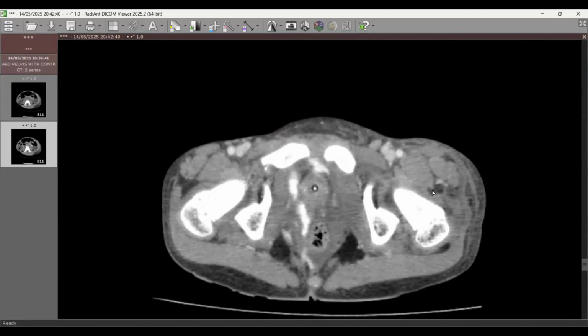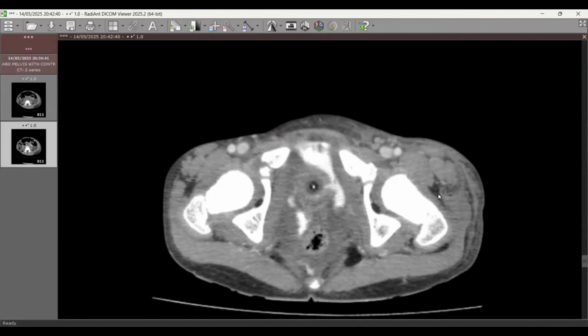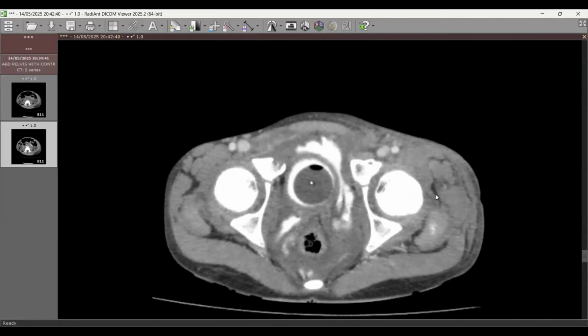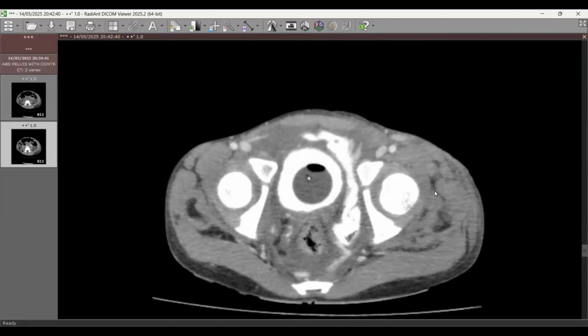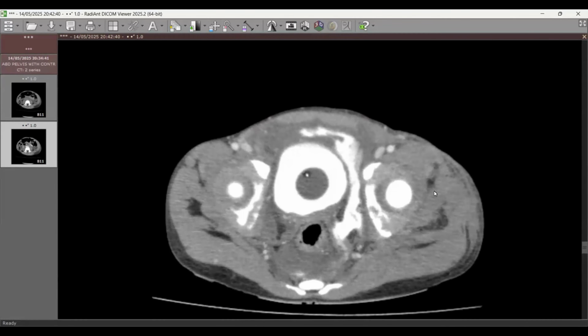So I'm going to check for further fractures, if there is any further fracture involving the pelvis. You've been given the soft tissue window. Don't you think you should be commenting on soft tissues first?